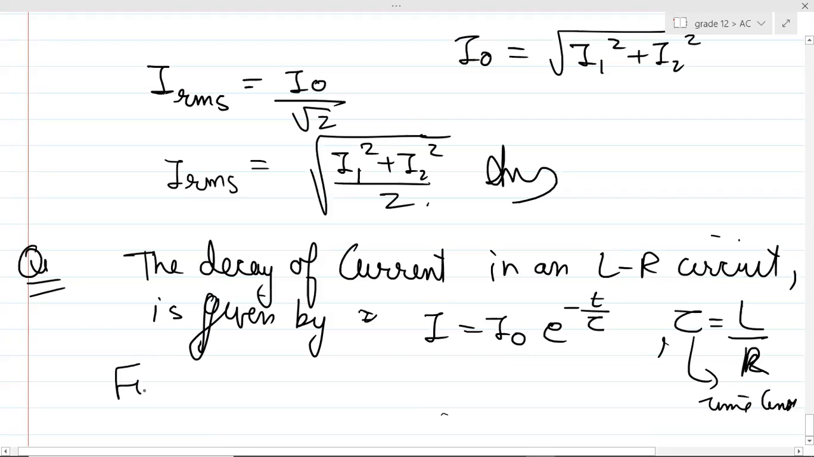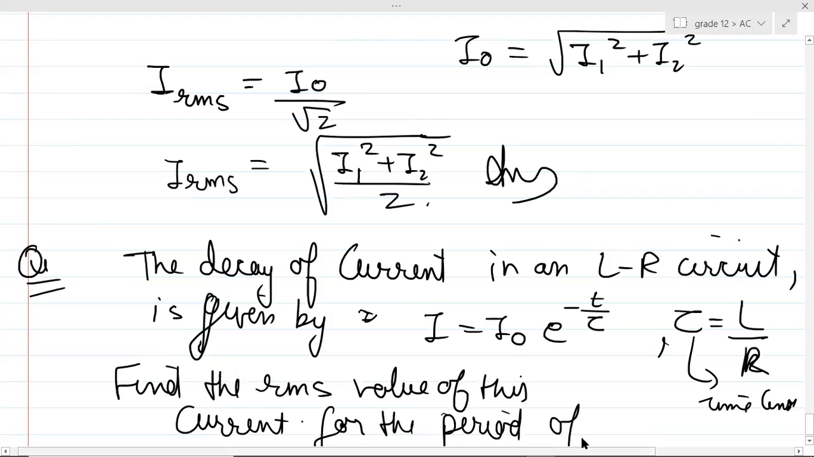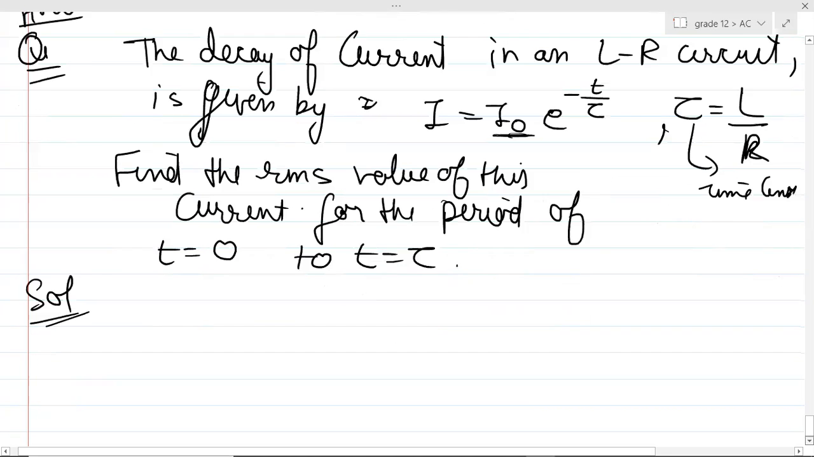So now the question is, find the RMS value of this current for the period of t equals 0 to t equals tau. Assume the initial current is I naught, right? I naught is basically the initial current. Do you remember this? This question is nothing but you need to apply the integration formula. You need to do again the same.